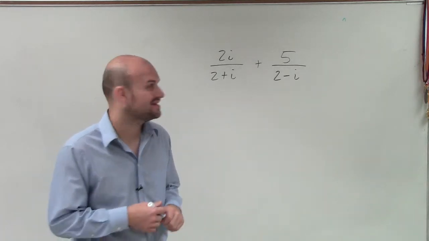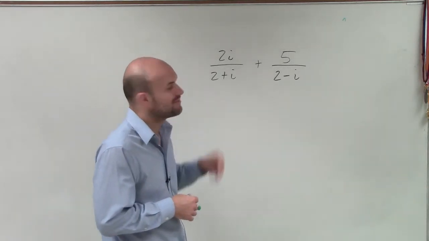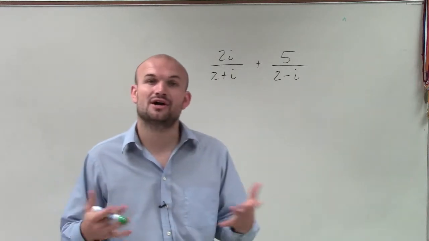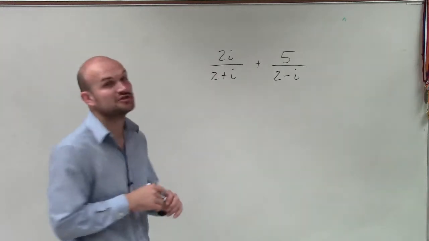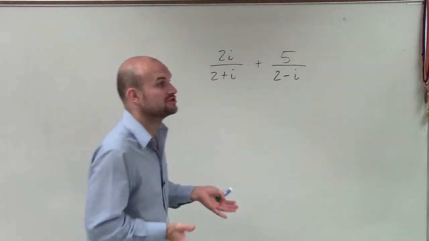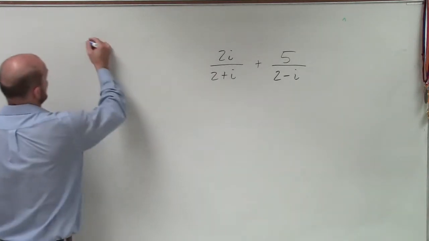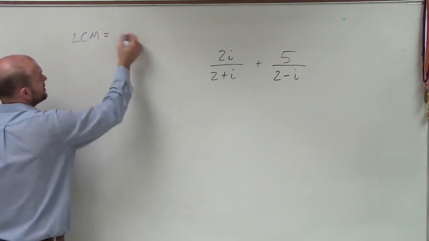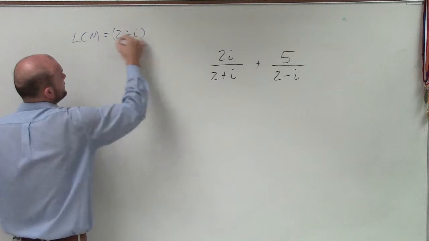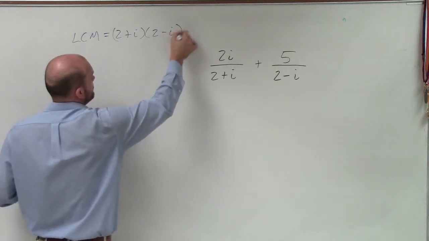So to solve a problem like this, what we need to do is combine our two rational complex fractions. And to do that, we need to make sure we have our denominators exactly the same. So right now I have 2 plus i and 2 minus i, so I need to determine the LCM. The LCM, or least common multiple, or we could call it the least common denominator, is going to be 2 plus i times 2 minus i.